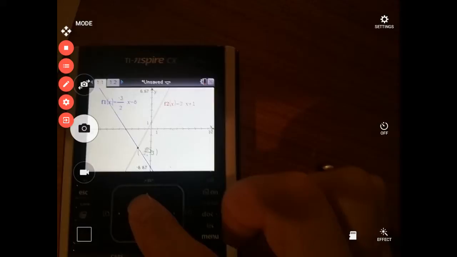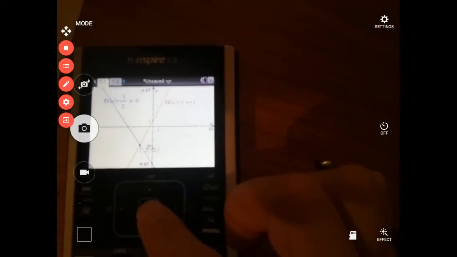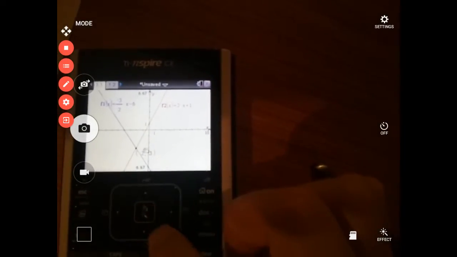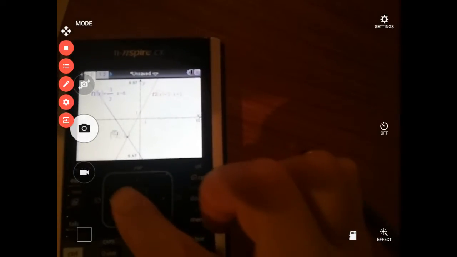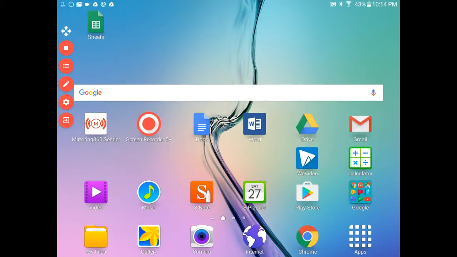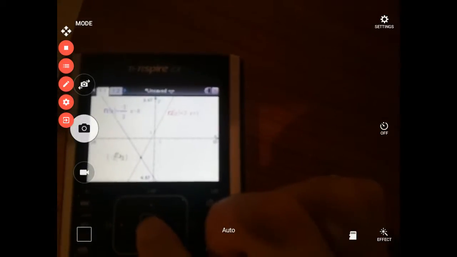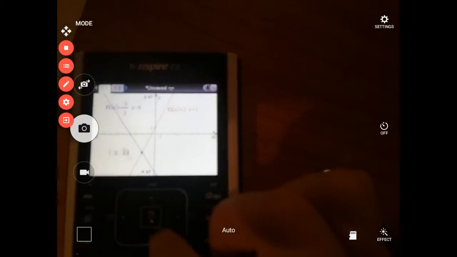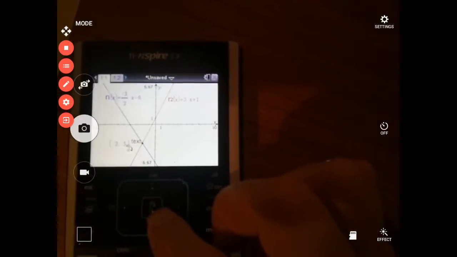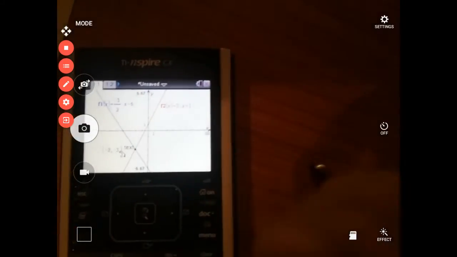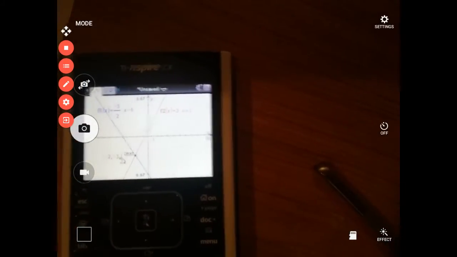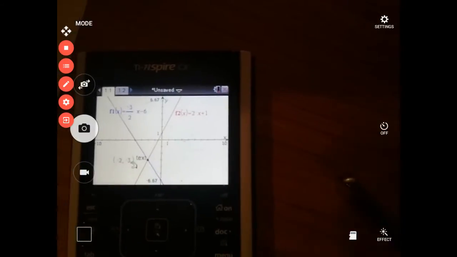Now, you see what I did? I grabbed it with the grabber. I hovered my cursor over that and then pressed the center button, and the hand closed on it. So now I can just, see, I can just move it out of the way and hit enter to release it. Great. So the intersection, okay, come on, focus. So -2, -3. Awesome. So that is how you use the TI Inspire to find an intersection.